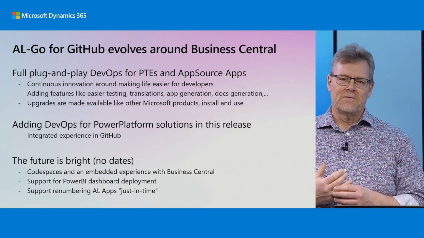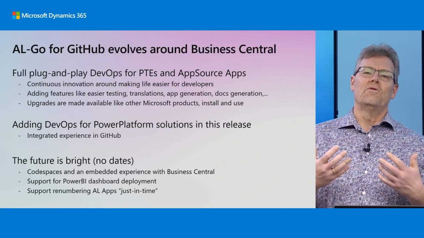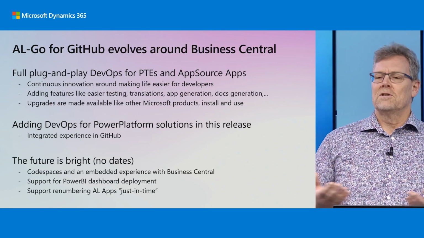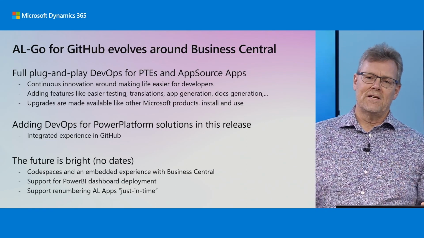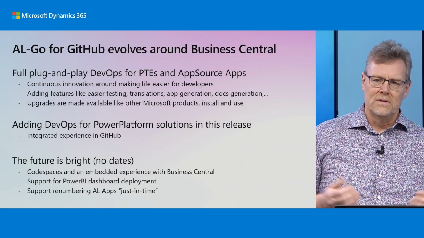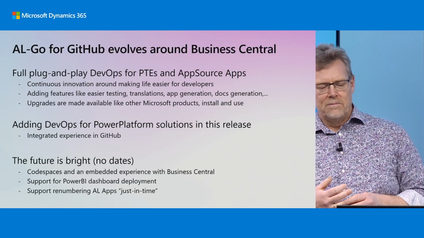One of the key parts of ALGO for GitHub is that whenever there's new functionality, users of ALGO for GitHub will just get a notification that there's an upgrade available, and they can take advantage of that by installing that just as they do with Windows updates or other Microsoft products, really. And the future is bright.